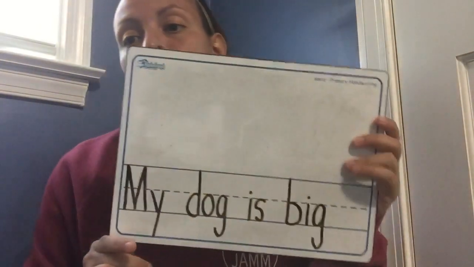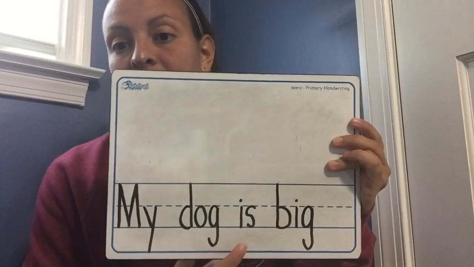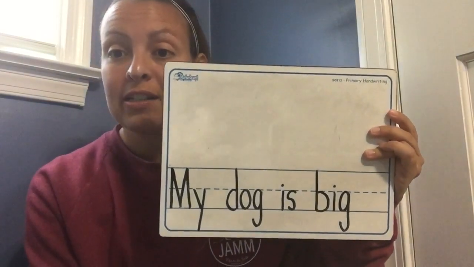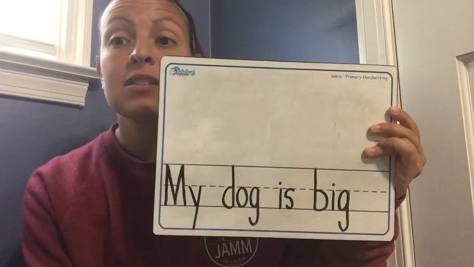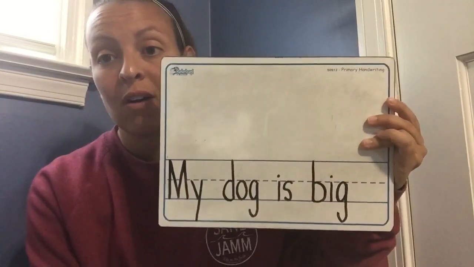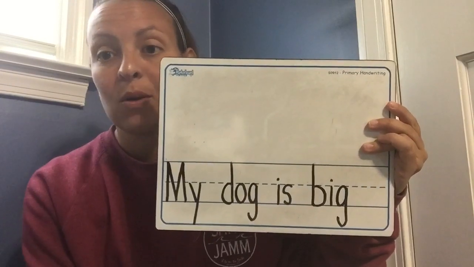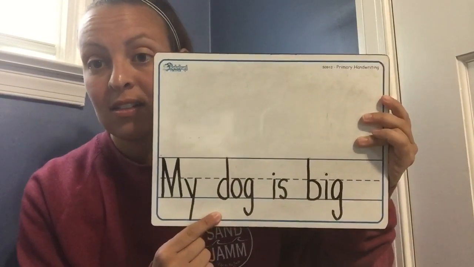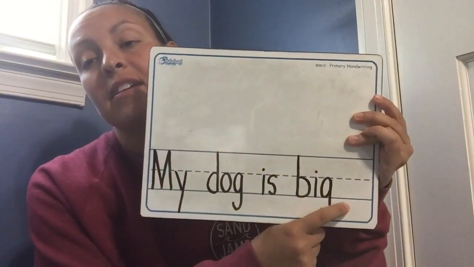My next sentence is, my dog is big. If you're saying my dog is big, you're telling someone about your dog. You're not asking them a question. So this sentence is a telling sentence, which means at the end, there should be a period. So I'm going to write my period.